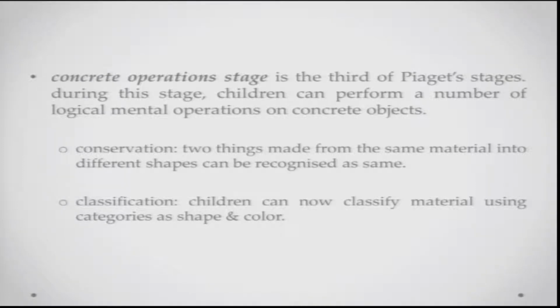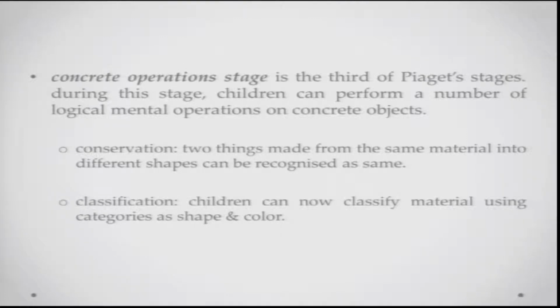The third stage of cognitive development as per Piaget was the concrete operational stage. Now the concrete operational stage is the third stage, and during this stage children can start performing a number of logical mental operations and dealing with concrete objects. Now this is the time that the child grasps this concept of conservation. So two things made from the same material into different shapes can be recognized as the same. They'll have this understanding there.